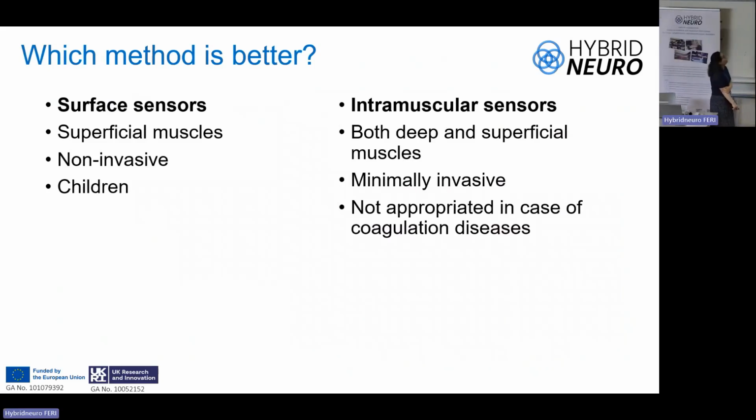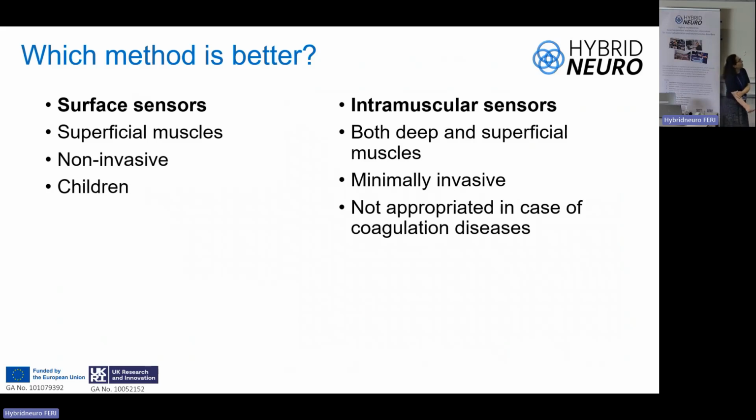So which of the 2 methods is better? Should we use surface EMG or intramuscular EMG? Both methods have pros and cons. As we have seen, surface EMG can only be used in superficial muscles, but it can be used in all subjects, including very young people and people who are afraid or don't like to have needles inserted into their muscle.